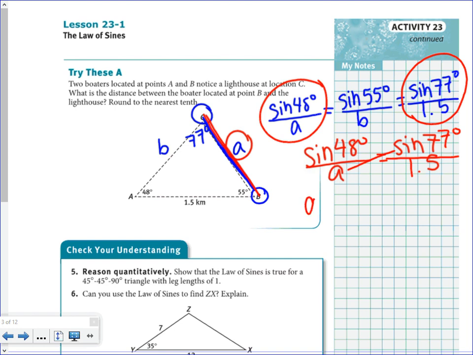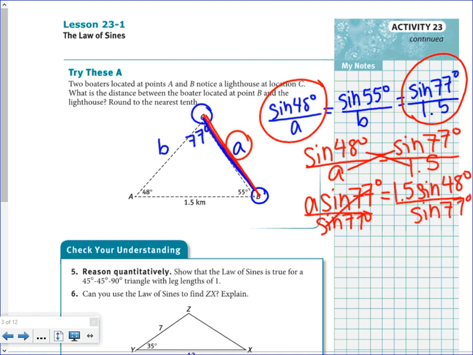So take A, and you can multiply it by sine of 77, so just A sine of 77, and then 1.5 times sine of 48. And then if you're looking for A, you're going to divide by sine of 77 on both sides. So that's if you want to do it like the book showed you.